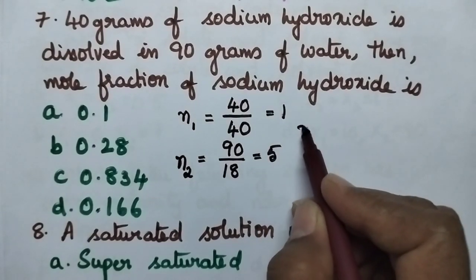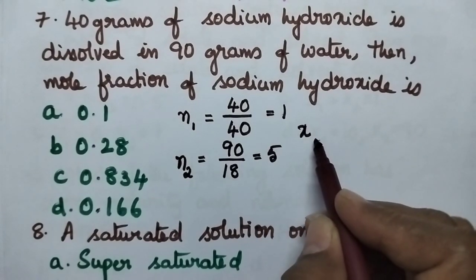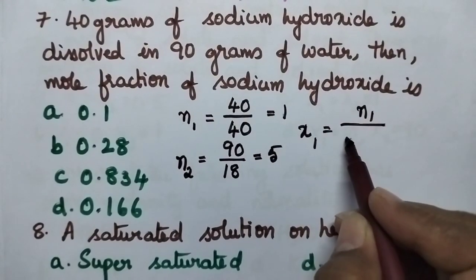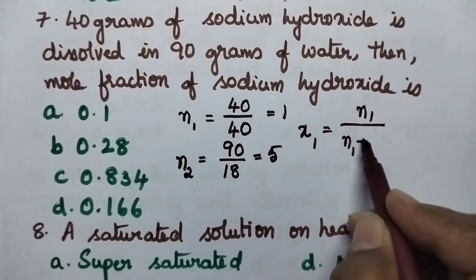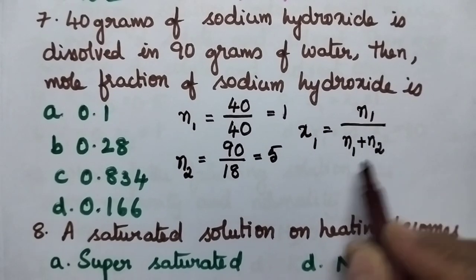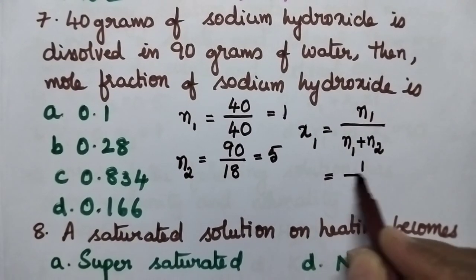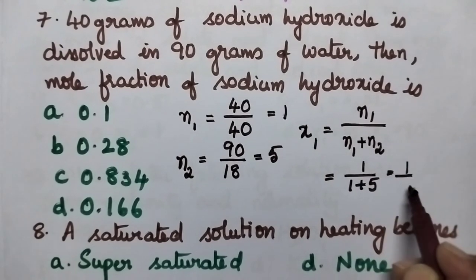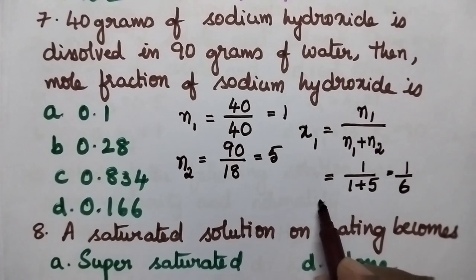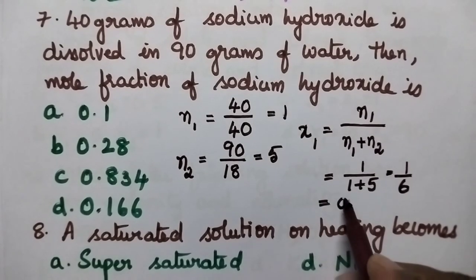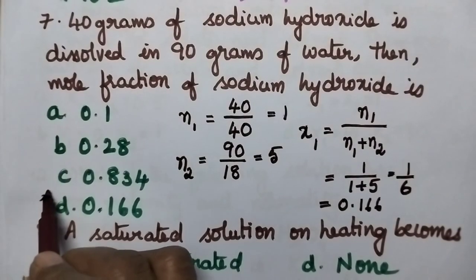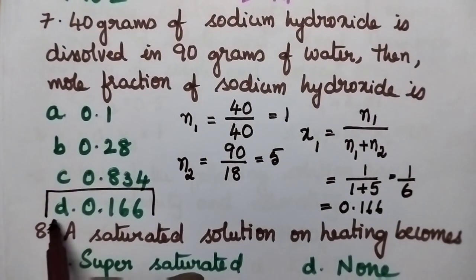So mole fraction of sodium hydroxide is given as the number of moles of sodium hydroxide divided by total number of moles of the solution, that is equal to 1 divided by 1 plus 5, that is equal to 1 by 6, and hence it is equal to 0.166 and hence the right option is option D.